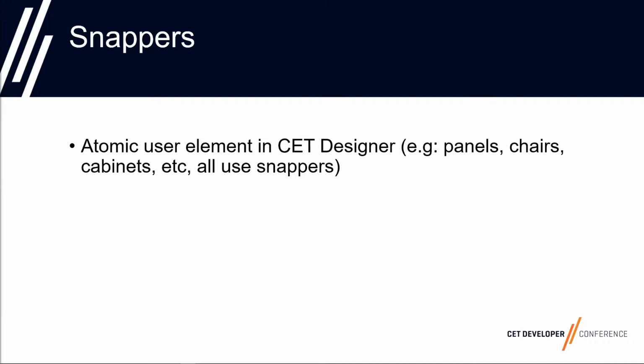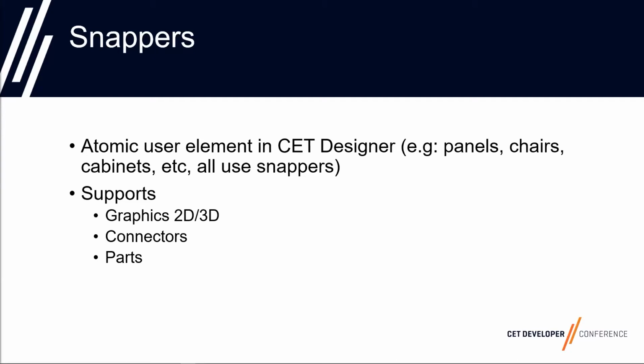So snappers have graphics, they have connectors, and in fact, out of the objects we're talking about today, they're the only type that can have connectors. Other types can simulate connectors, but only snappers can really own them. And they also have parts. And while some of the other objects we're talking about today can have parts, parts are also supported for snappers.